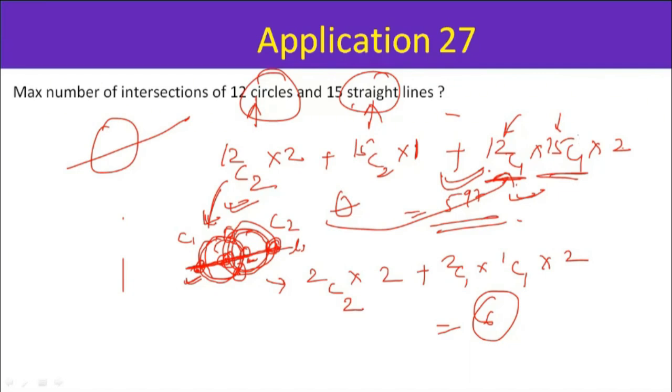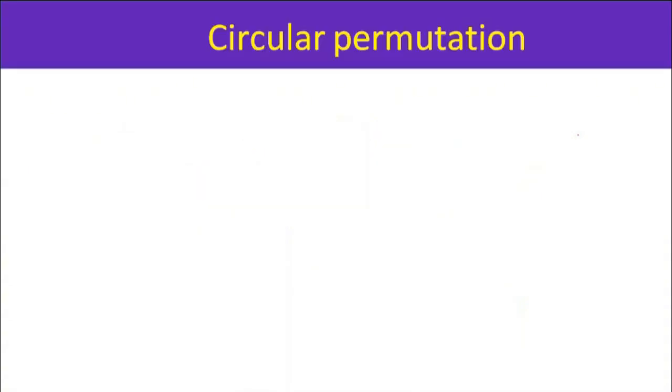Let's move on to the next concept, circular permutation. It's an easy one. See, if I tell you, in how many ways can you arrange 3 friends sitting in a row? Say friends are A, B, C. What would be your answer? 3 factorial. Simple, 6 ways: ABC, ACB, BAC, BCA, CAB, CBA.